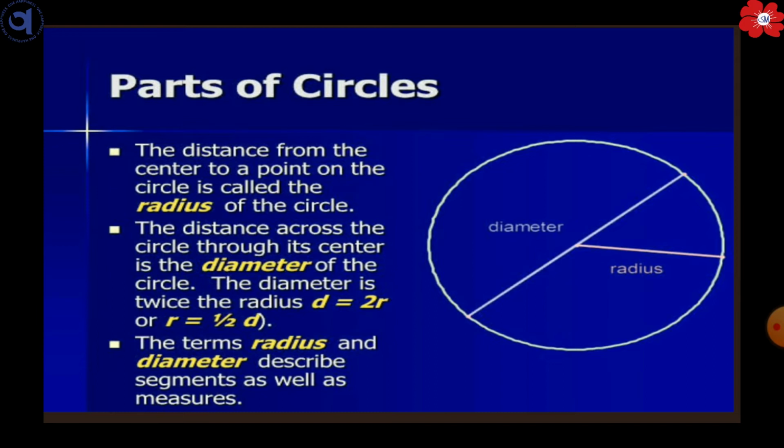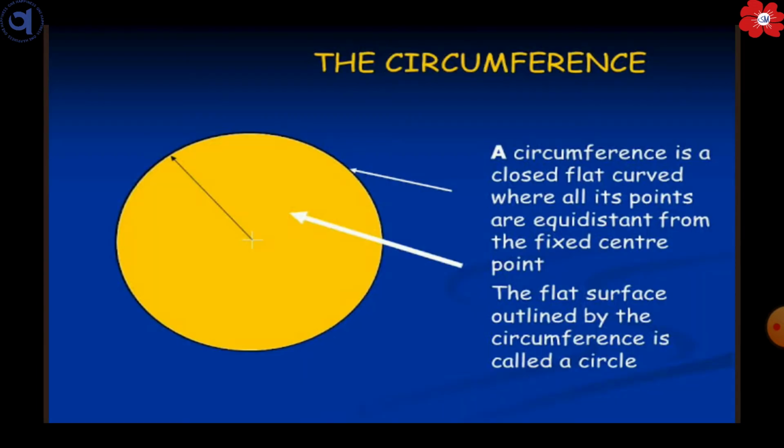The terms radius and diameter describe segments as well as measures. Then after, the second point is the circumference.